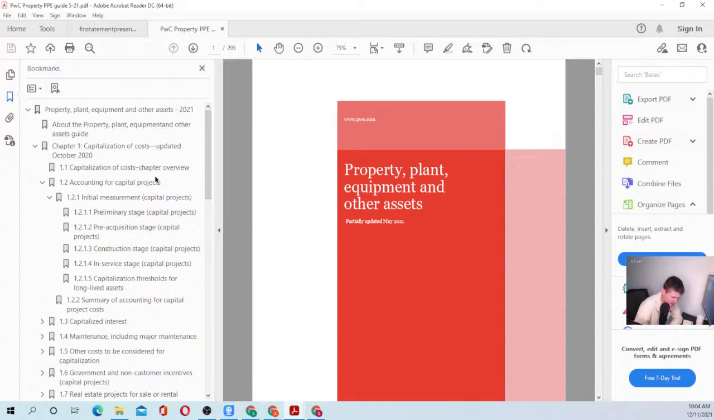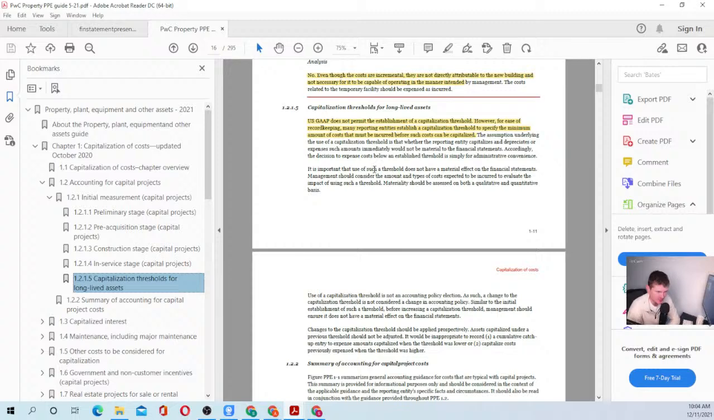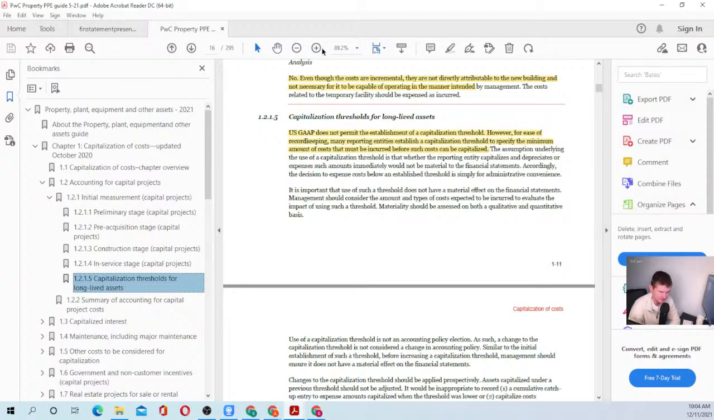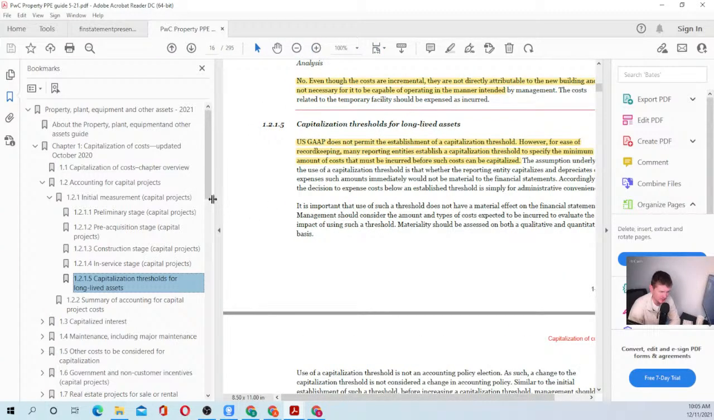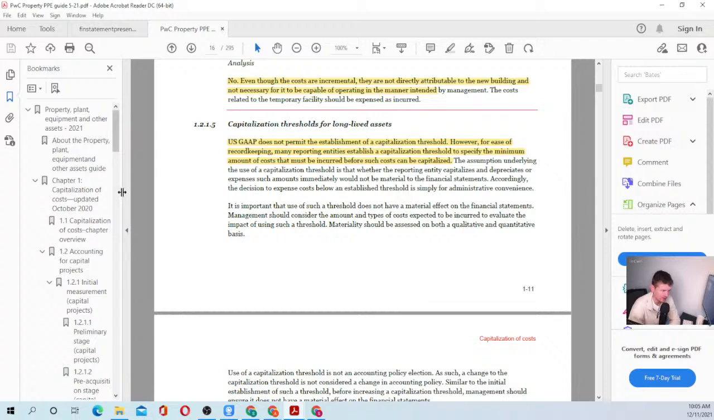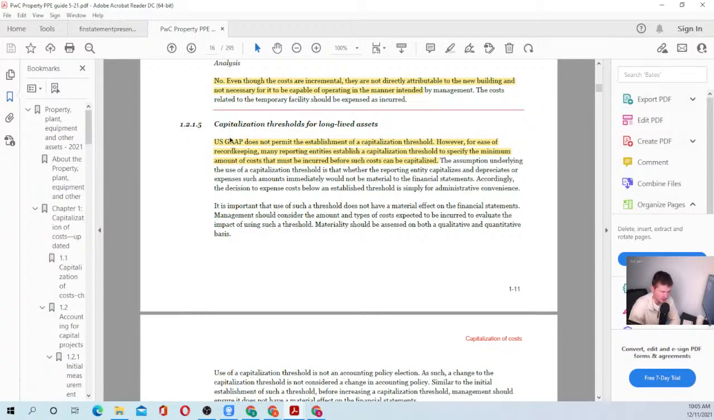the accounting guidance on that, there is a separate US GAAP guidance dedicated exactly for that matter, which says that US GAAP doesn't permit the establishment of a capitalization threshold. However, for the ease of record keeping, many reporting entities establish a capitalization threshold to specify the minimum amount of costs that must be incurred before such costs can be capitalized.